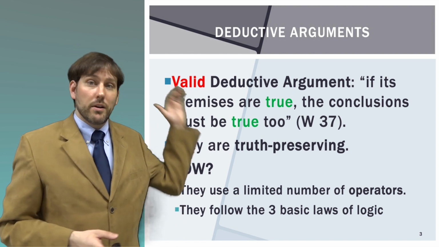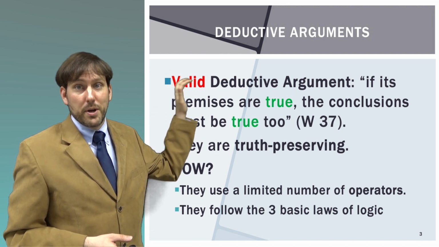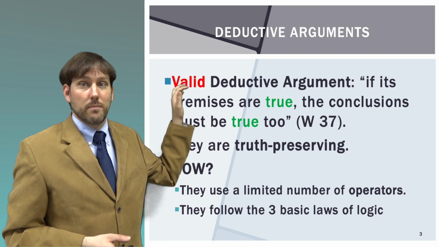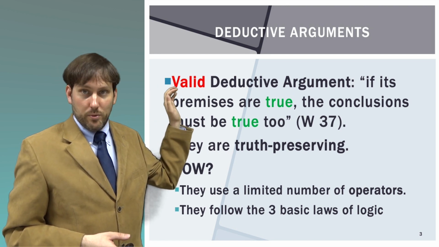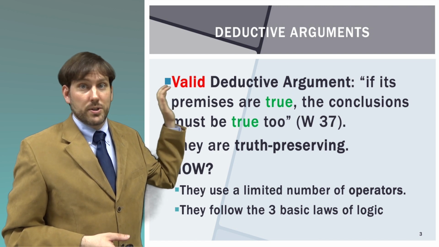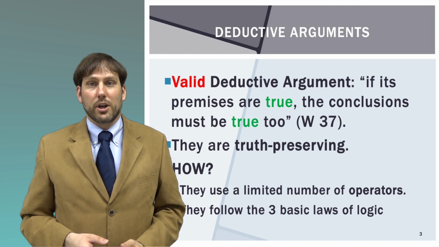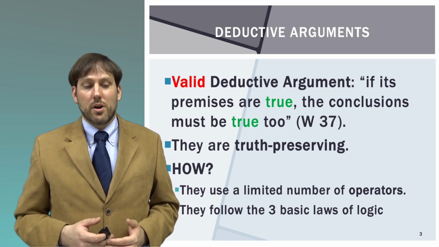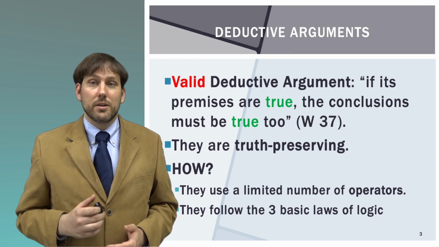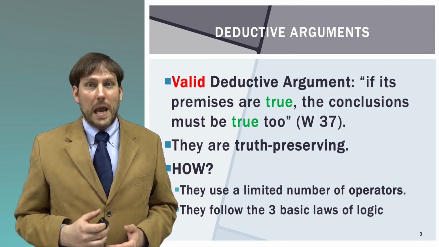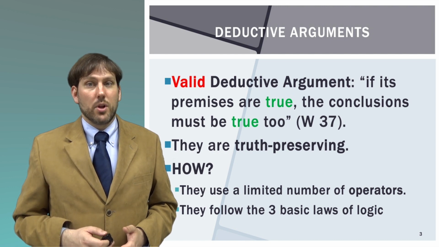So to review, a valid deductive argument is one where if its premises are true, its conclusion must be true. So every time that we can make the premises true based on the truth of the variables, the conclusion must also be true. If this is the case, we would say this is a valid deductive argument. This type of argument is also truth-preserving. They accomplish this by using a limited number of operators, things like and, or, and if-then, and by following the 3 basic laws of logic.